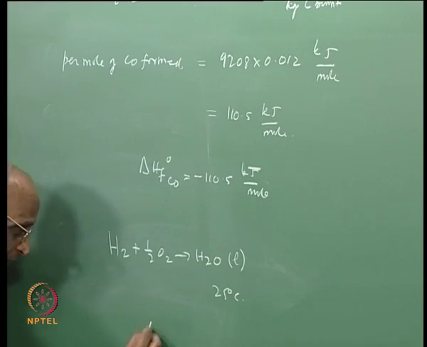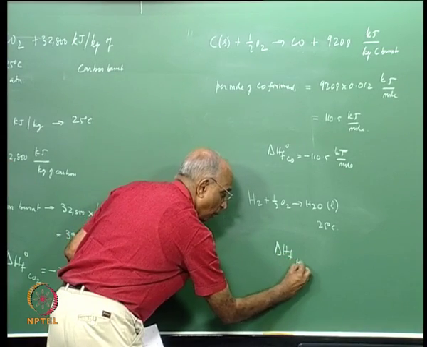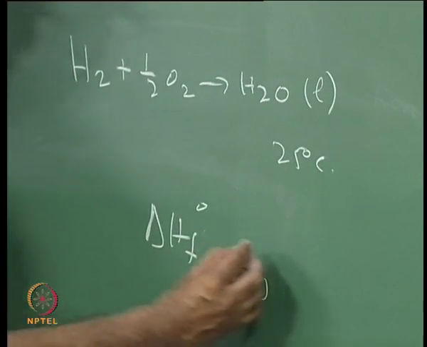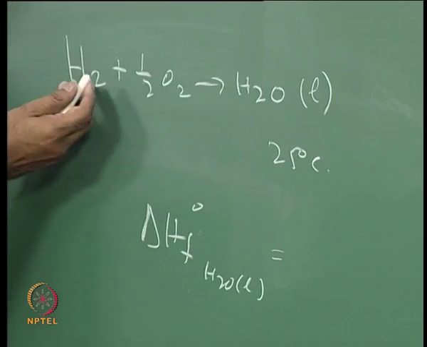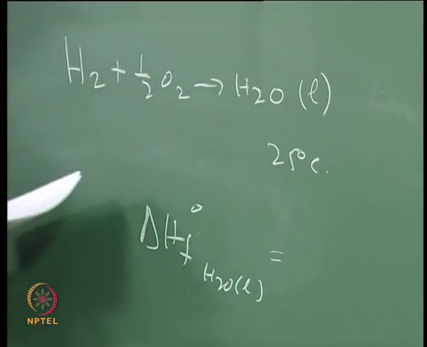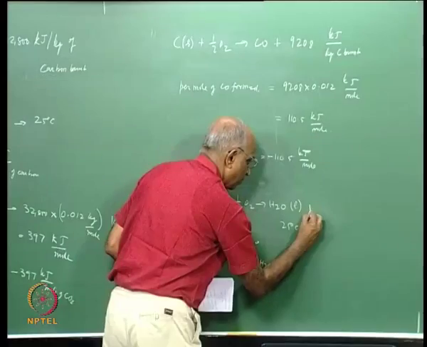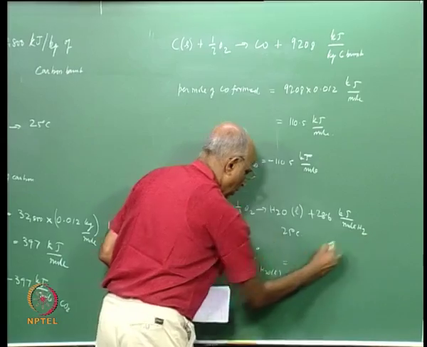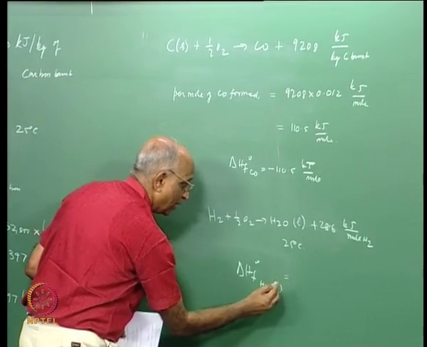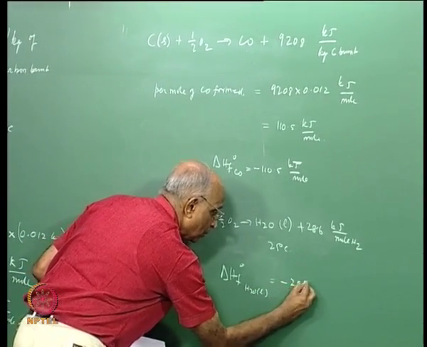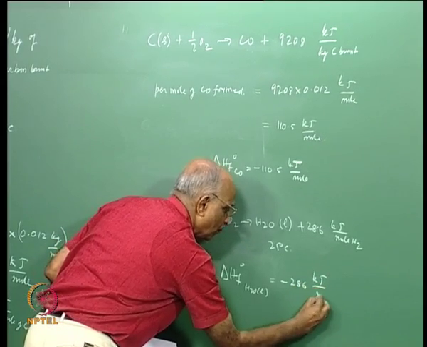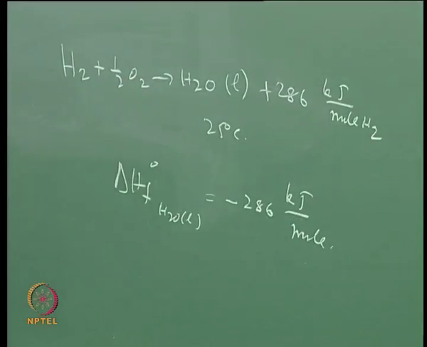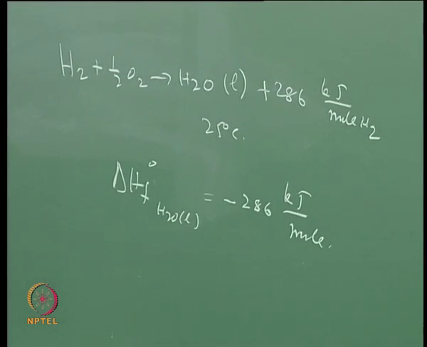Therefore, now I can say that the heat of formation of water as a liquid at standard condition should be equal to the negative of the heat release per mole of hydrogen, which I think is something like 286, that is plus 286 kilojoule per mole of hydrogen. Now I am putting in terms of mole, and therefore, heat of formation of water as a liquid is equal to minus 286 kilojoule per mole, because 1 mole of hydrogen forms 1 mole of water. Therefore, this is how we determine the heat of formation of the different substances.